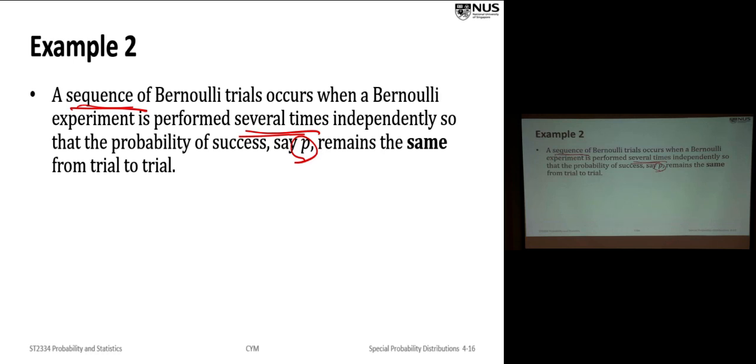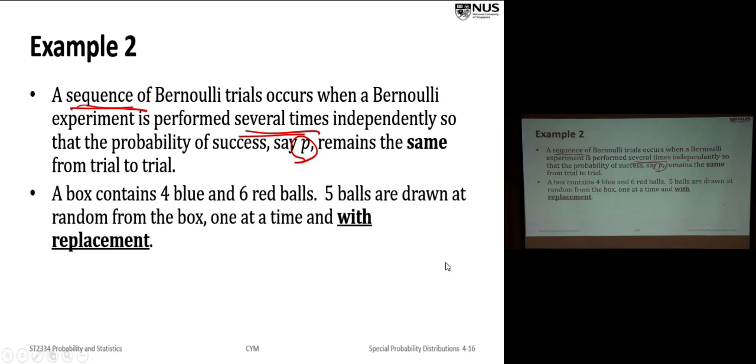For example, the first one you're taking out is a blue ball, so the number of blue balls in the box reduced, as well as the number of balls in the box. So the p will change. It depends on whether the first outcome is blue or not blue. So it's very complicated. But if you put it back, then you return to the original form, so you will have the same probability of success. So here, we assume that it is with replacement.